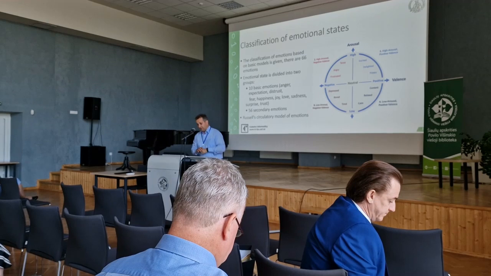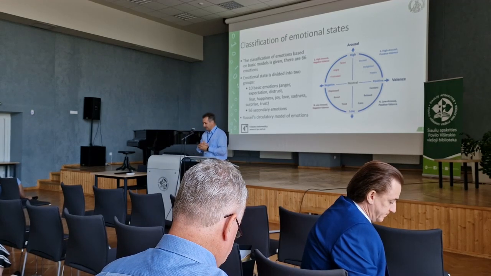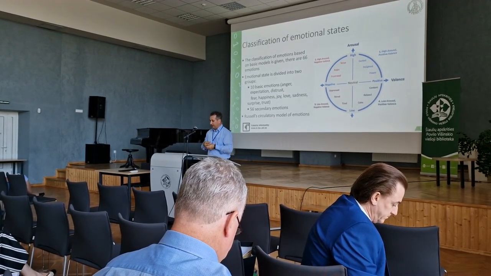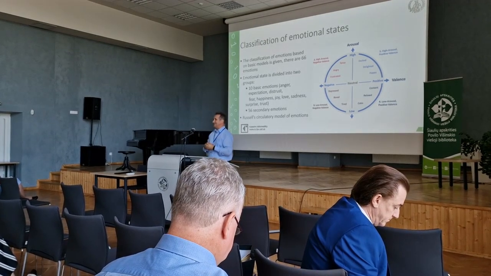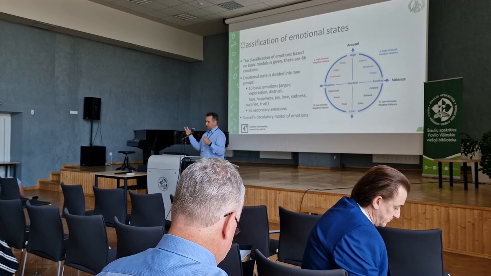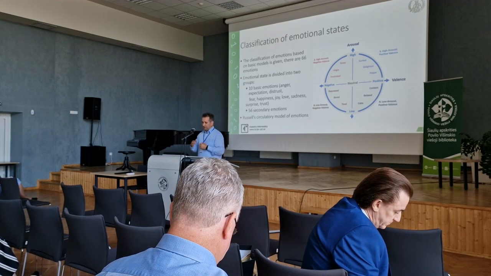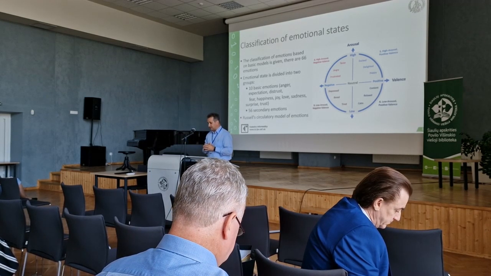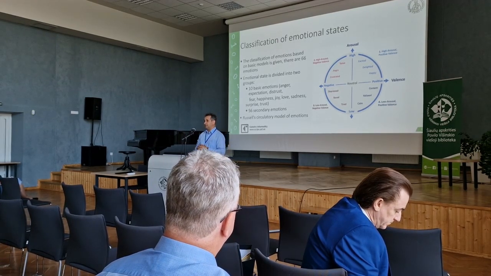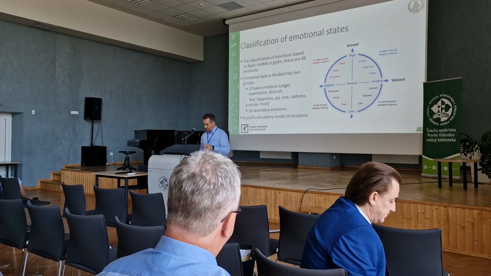According to a survey by Ferdikas et al., which provides a classification of emotional states based on basic models, they identified 66 emotions. The emotional states are divided into two groups: 10 basic emotions and 56 secondary emotions. This is classified in Russell's circumplex model, and we have other models I talked about.